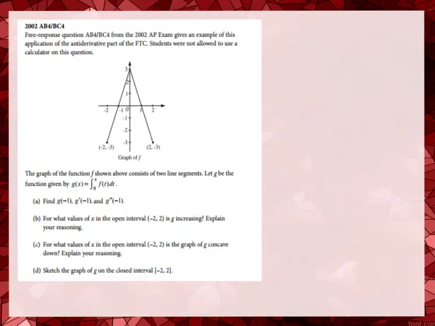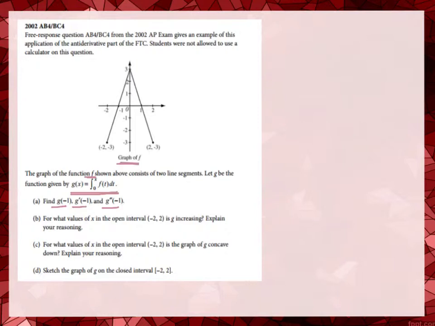Now, I've pulled a question from the 2002 exam, but you definitely can find it on more recent exams than that, and probably on most of the exams from 2002 forward. So let's look at what we've been told. We have the graph of the function f shown above. It's made up of 2 line segments, and g is the integral from 0 to x of f of t dt. We want to find g of -1, g prime of -1, and g double prime of -1.